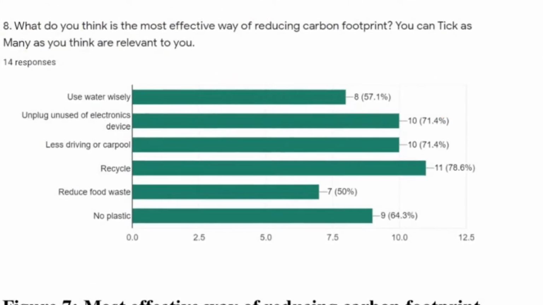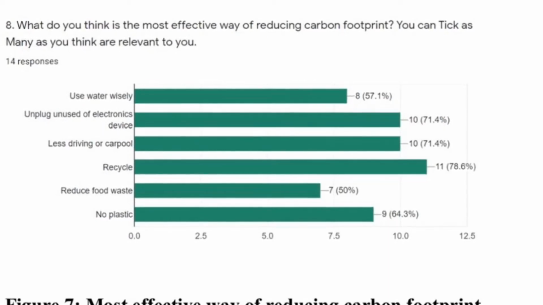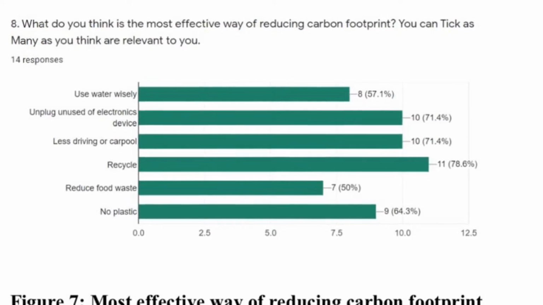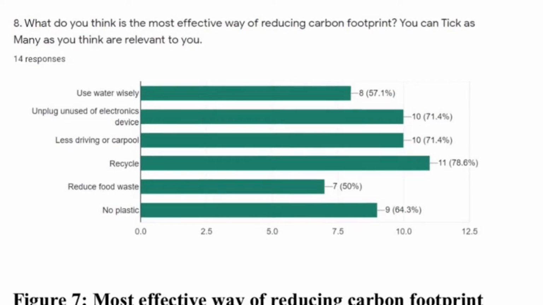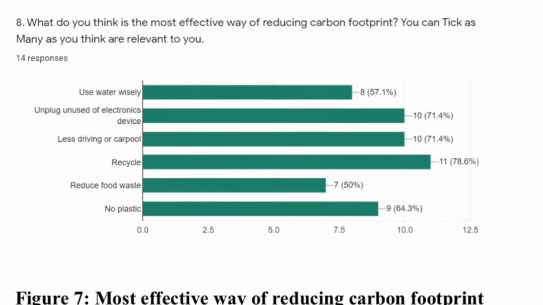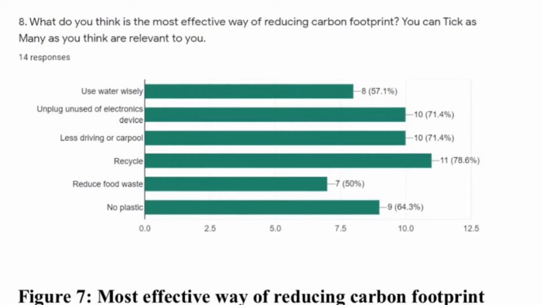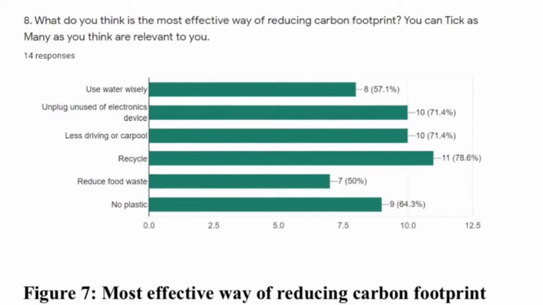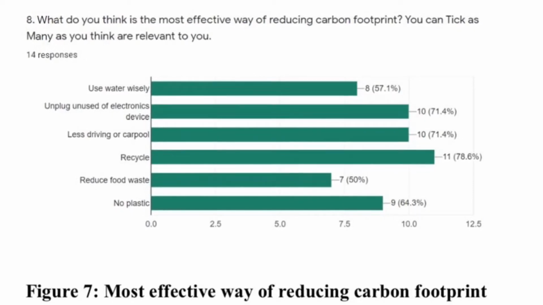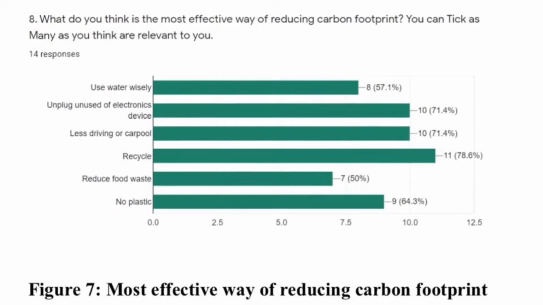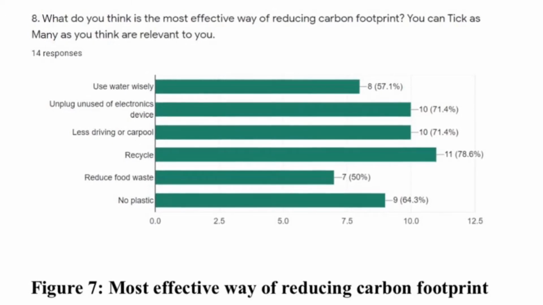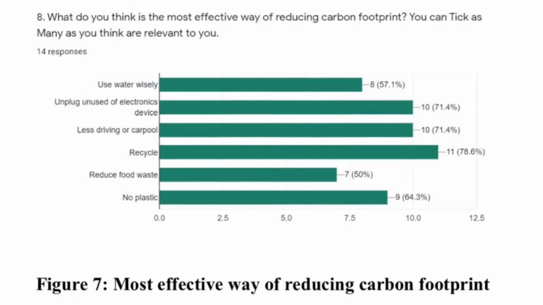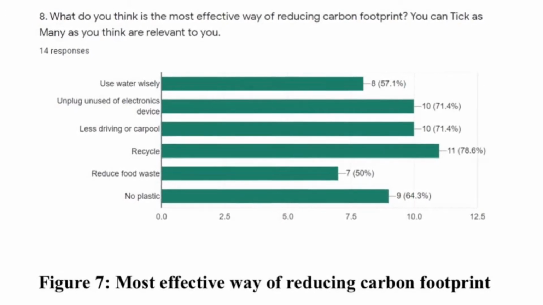Based on Figure 7, the most significant way of reducing carbon footprint was recycling. By recycling, we can reduce greenhouse gas emissions. Moreover, the respondents were practicing less driving or doing carpool. This will lead to saving fuel and less pollution. The other activities were unplugging the unused electronic devices, followed by not using plastics, using water wisely, and reducing food waste.